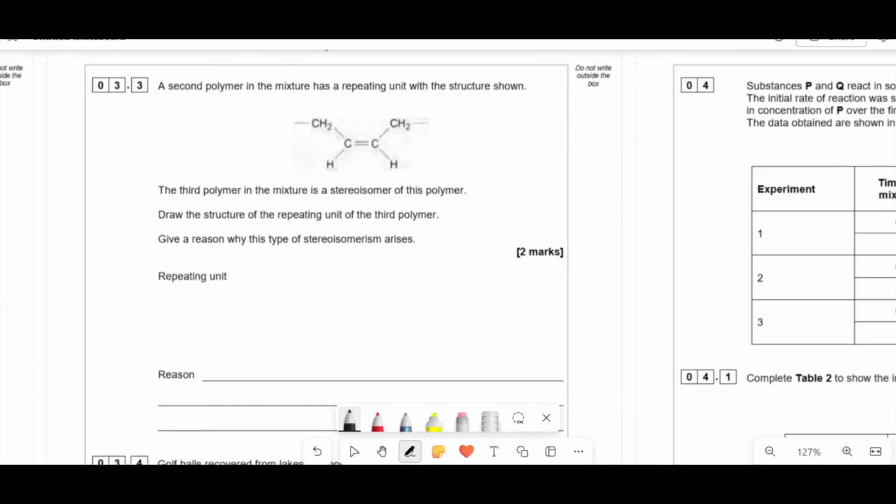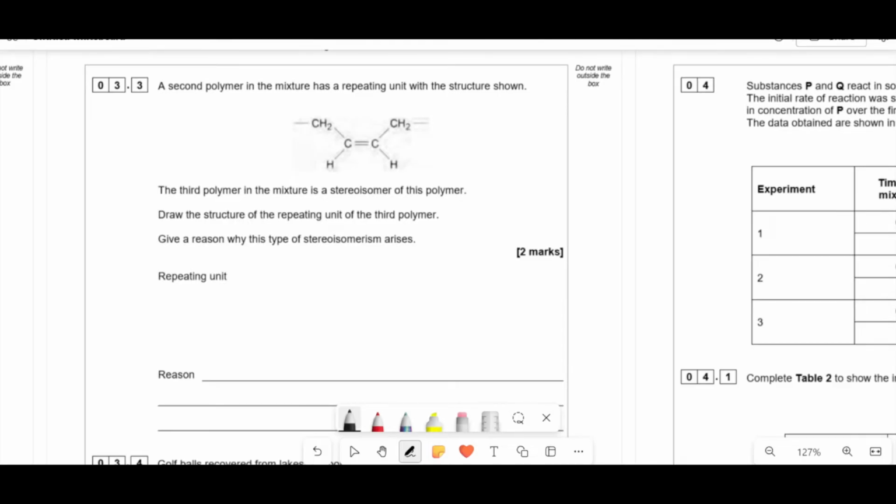There you go. The second polymer in the mixture is a repeating unit with the structure shown. The third polymer in the mixture is a stereoisomer of this polymer. Draw the structure of the repeating unit of the third polymer and then explain why this stereoisomerism arises. So you should be able to recognize that there's 2 groups here and 2 groups here that are different, and there's a double bond in the middle. This is stereoisomerism, EZ isomerism specifically, or cis-trans isomerism, because you've got hydrogens on each. If you had 4 different groups, then it's EZ, but cis-trans is fine.